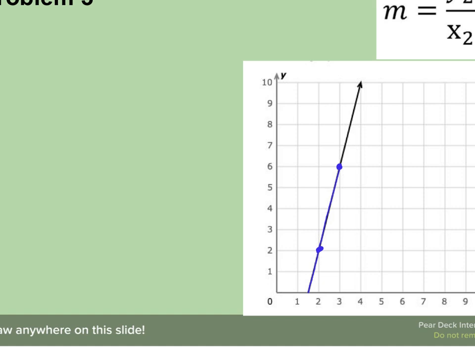So on to step 2. What are we counting by? Ones and ones. Perfect. How far up are we going? 1, 2, 3, 4. That's the numerator. Next, how far to the right? 1. Slope is 4 over 1 or 4. That's it.